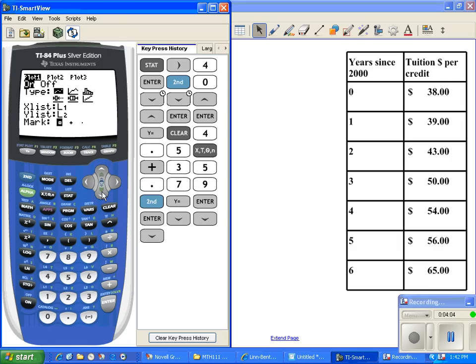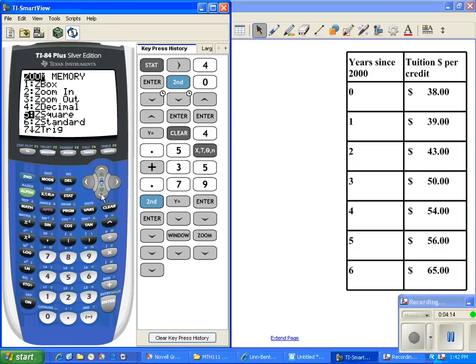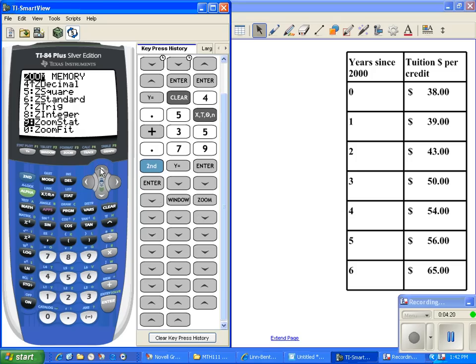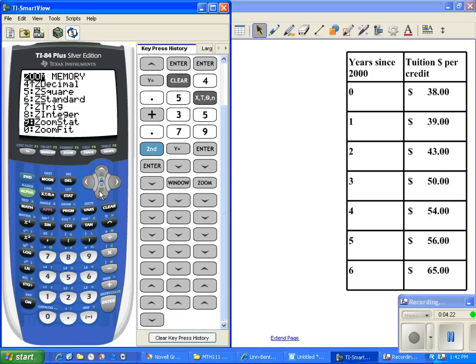Okay, and then one more thing is setting the window. So you could set the window by hand, but there's a nice shortcut you can use if you're graphing data, and that's to go to Zoom, and then scroll down to where it says ZoomStat. Whoops, I went by it too fast there, didn't I? Back up there. Okay, so it's number 9, ZoomStat. I could have just hit 9 and enter. That would have been a little faster. Okay, then it fits the window to fit our data set.